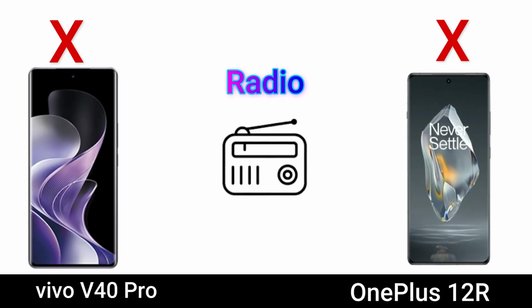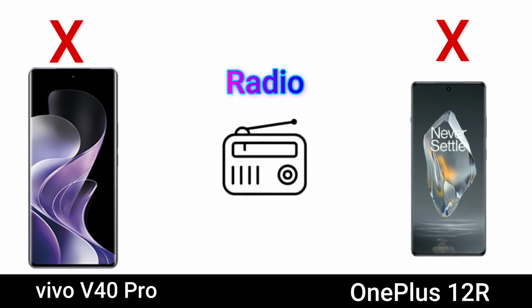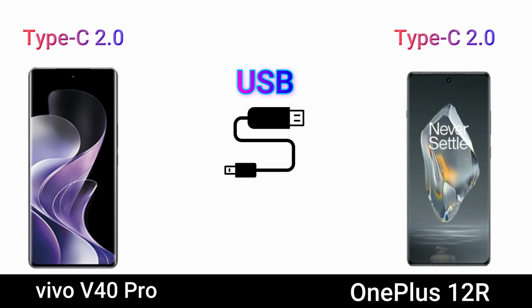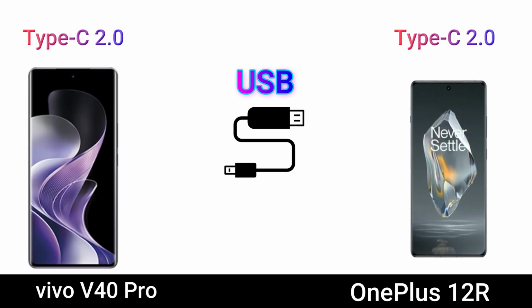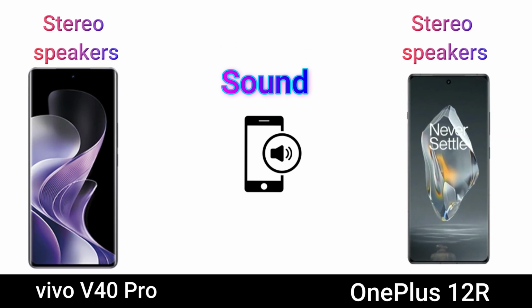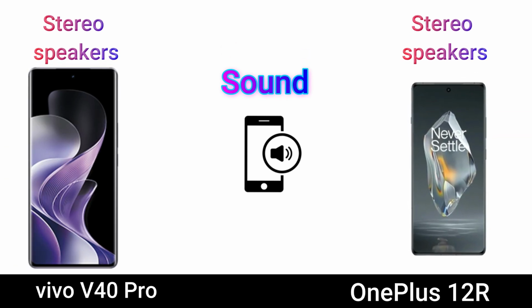Radio: Radio is not available in both phones. USB: USB Type-C 2.0 is available in both phones. Sound: Stereo speakers are available in both phones.